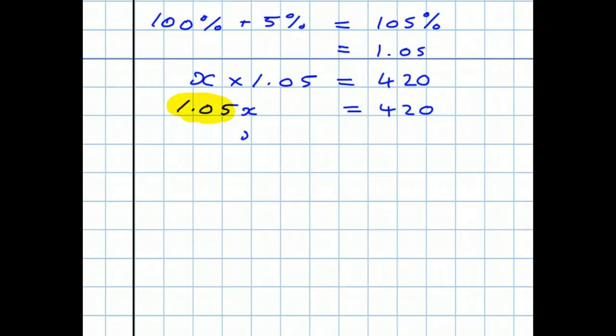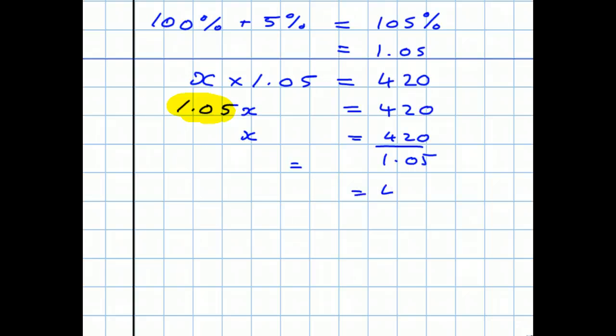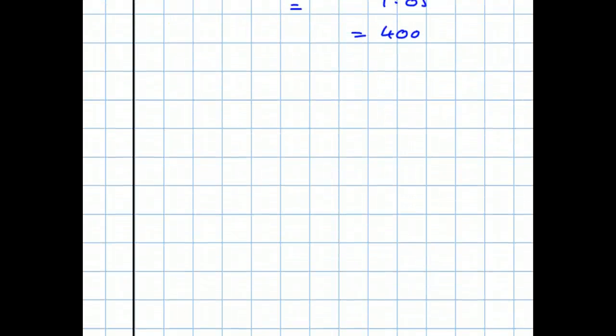X, the original amount, equals 420 over 1.05. Out comes the calculator. 420 divided by 1.05 equals, and there we have it, £400. Now, if you don't like a bit of algebra, then you're probably not going to do very well in the higher paper, but you could just simply do this. You just take the amount after the rise, and normally you multiply by the multiplier, but because we're working backwards in time, finding out what happened before, you divide. You might want to just remember that as a rule.